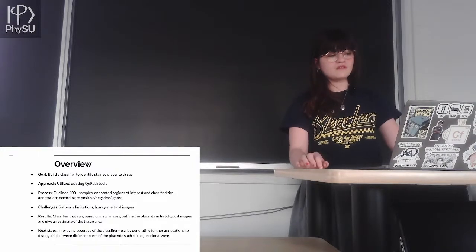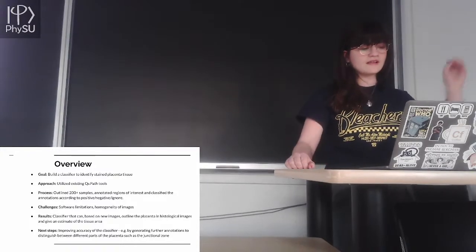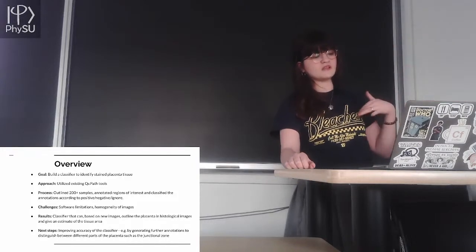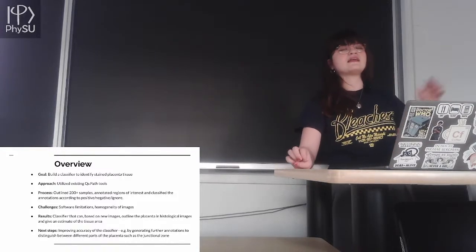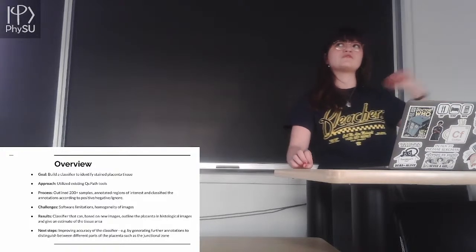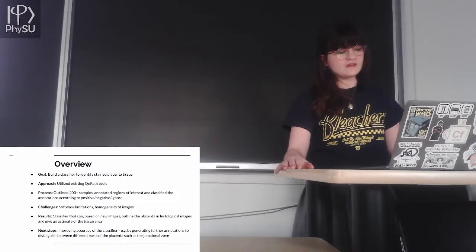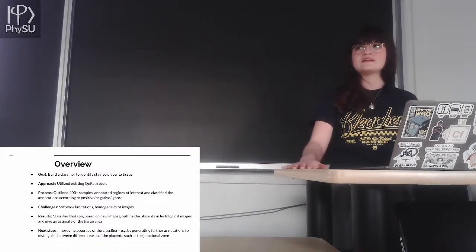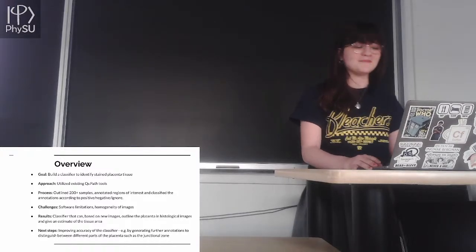The results of this, which are theoretical here but became practical in life, are a classifier that can, based on new images and new data, outline the placenta in histological images and give an estimate of the tissue area. Ideally, it would give an estimate of different parts of the placenta and how large they were and how effective they were at doing their jobs, but we didn't get there over this summer. That has to do with the next steps, which were improving the accuracy of the classifier with further annotations and distinguishing different parts, such as the junctional zone, which is an area of the placenta you might not be familiar with.